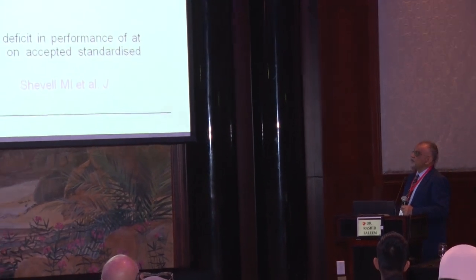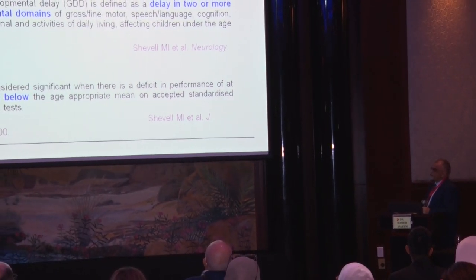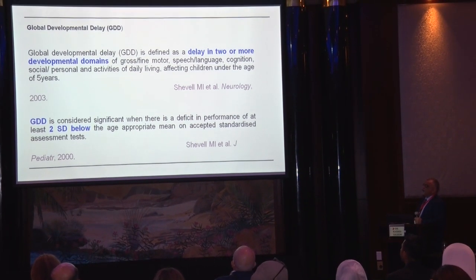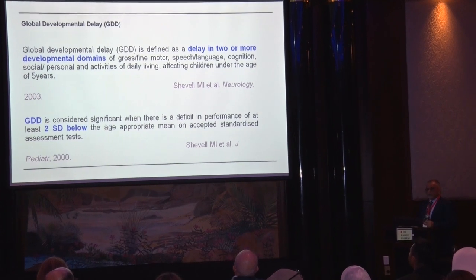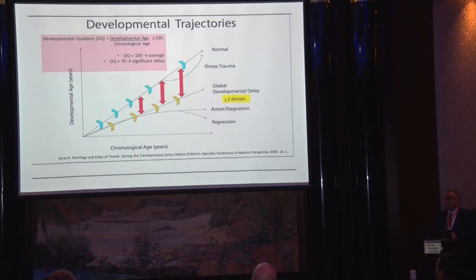So let's start with the basics first. Okay. So global developmental delay, as you all know, is a delay in two or more domains. It is significant when, especially checked on standardized tools, it is two standard deviations below. Global developmental delay is used until 5 years of age. After that, it is the term intellectual disability.